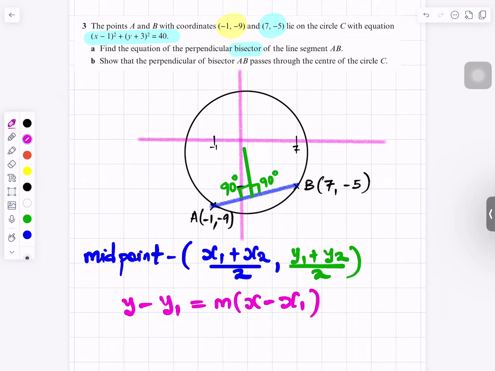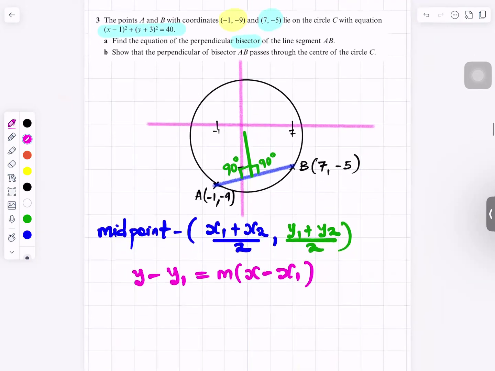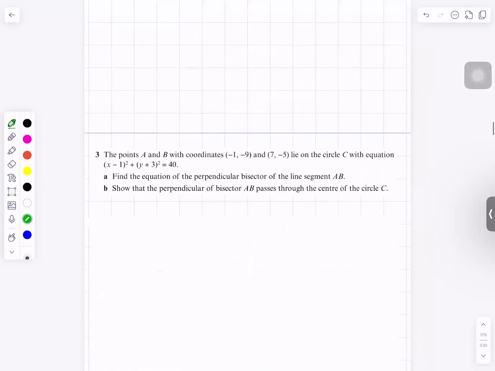Perfect. Which other equation do we need? The gradient of the line. Go ahead. y2 minus y1 over x2 minus x1. Okay, with those three, those should be the things that we use for that question.